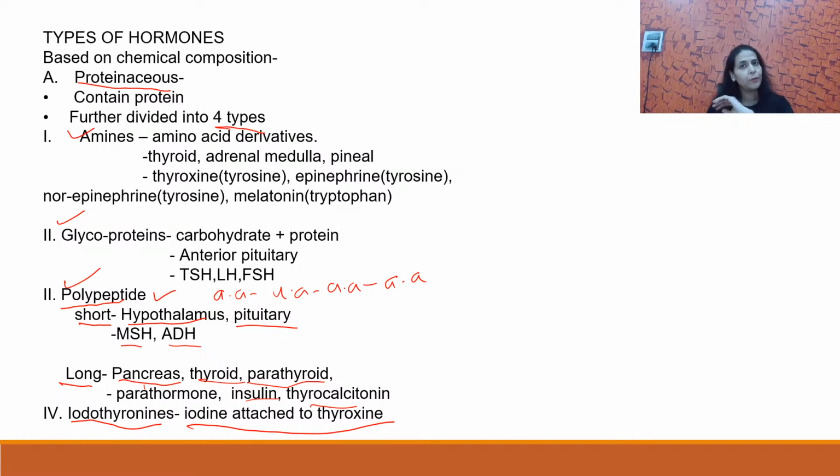Now, in some of the books, they have dealt with it separately. That is why I'm telling you this, so that if you read any book, you don't get confused. All right. Amines, glycoproteins, polypeptides, and iodothyronines. Iodothyronines meaning where iodine is attached to thyroxine. That is iodothyronine. That's the only example, beta, that we have. No other hormone in the body requires iodine. So in some of the reference books, they have made it a separate category. So I am talking about that.